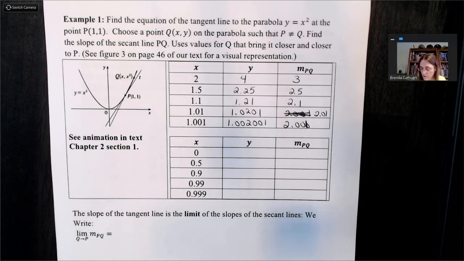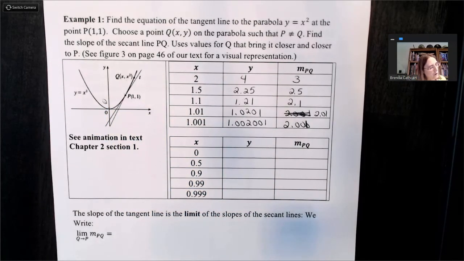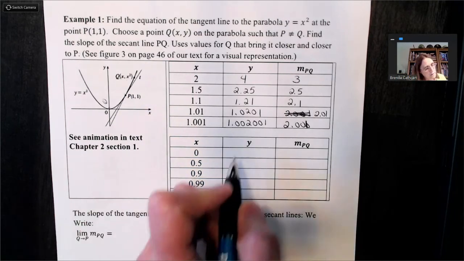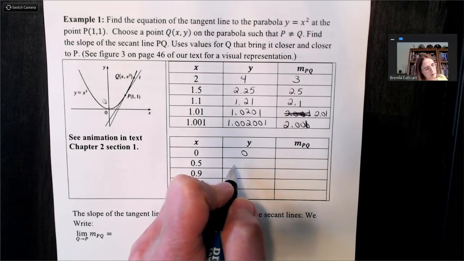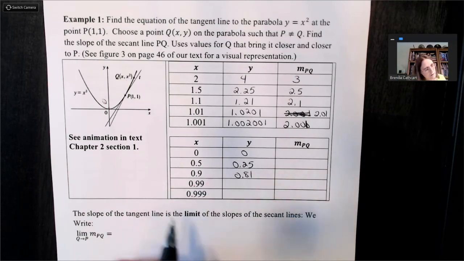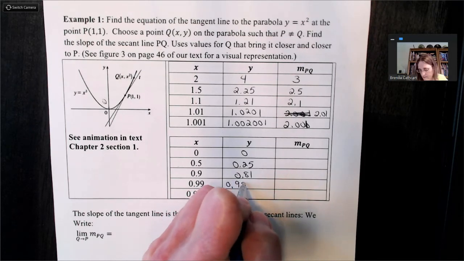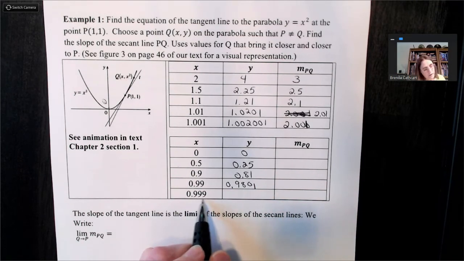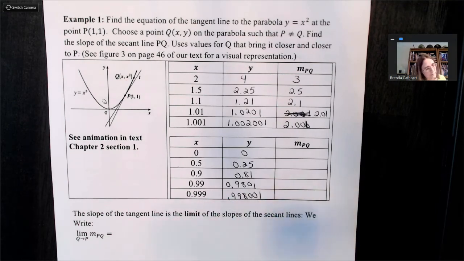Let's reverse this and go the other direction, starting at 0. So our point Q would be at 0 to start with, and move it up towards point P at (1, 1). So here, filling in those values, 0 squared is 0, 0.5 squared is 0.25, 0.9 squared is 0.81, 0.99 squared is 0.9801, and 0.999 squared is 0.998001.